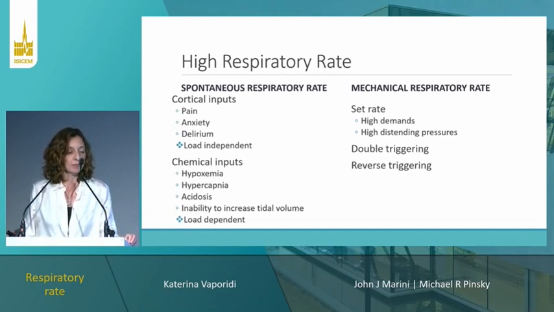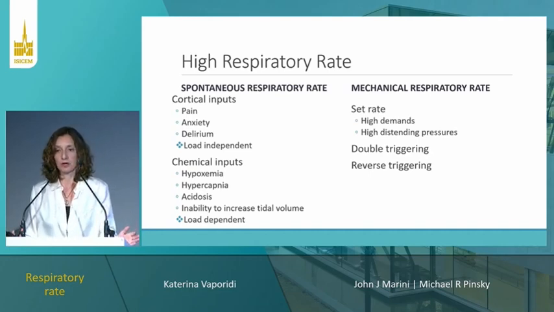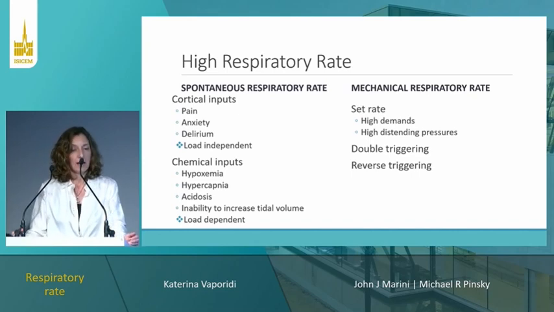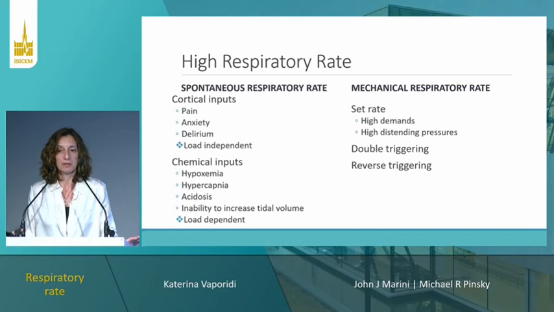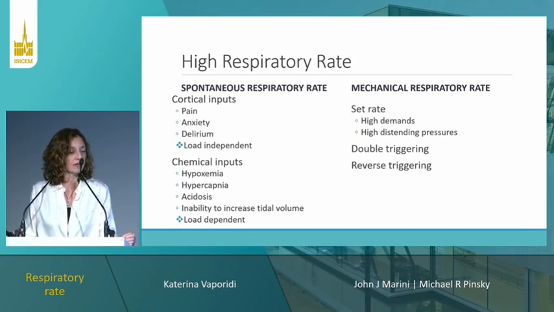And so, mechanical respiratory rate. A high mechanical respiratory rate may be the one that we have selected in controlled ventilation. We would have done so if the patient has high demands and high distending pressure, so low lung compliance, has forced us to use very low tidal volume and compensate with a higher respiratory rate. The mechanical respiratory rate may also be high, but not because we set it to be like that, but because the patient is able to trigger the ventilator and have double triggering, or because the diaphragm contracts without the patient's control of breathing saying so, as a reflex, in the form of reverse triggering.